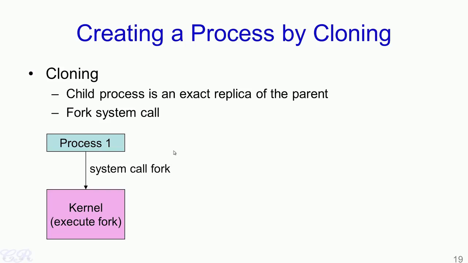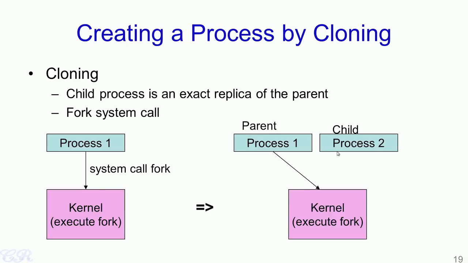In order to create a process, operating systems use a technique called cloning. When a process, for instance process 1 over here, invokes a system call called fork, it results in the kernel being triggered. The kernel then executes the fork system call in the kernel space and creates what is known as a child process. Here it is referred to as process 2. The child process is an exact duplicate of the parent process.